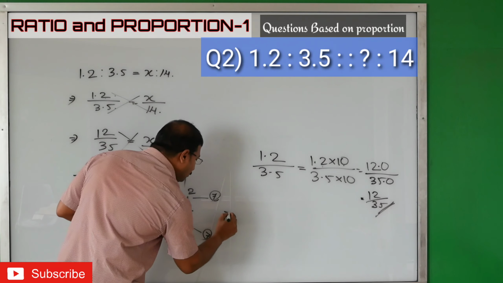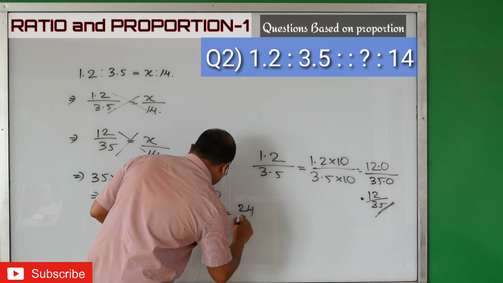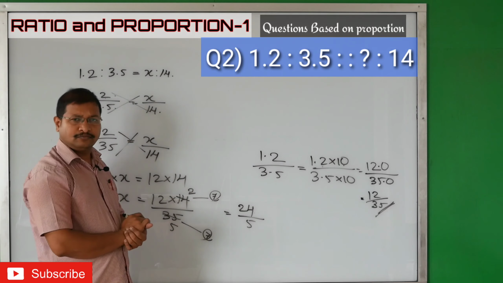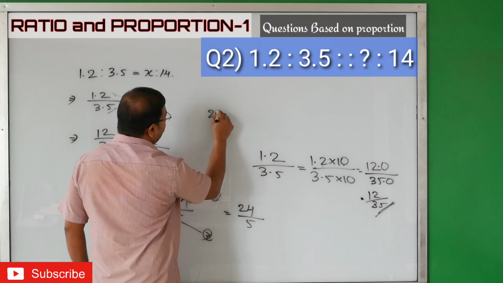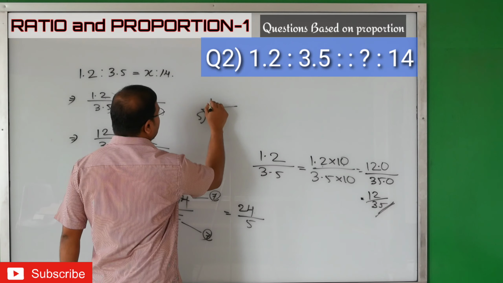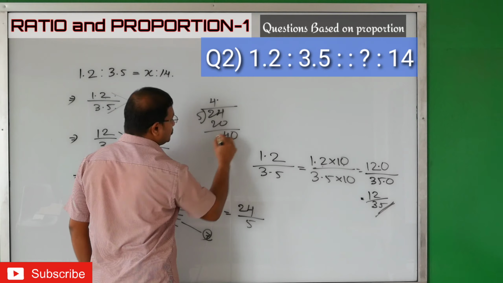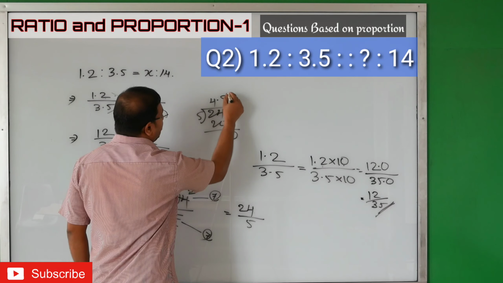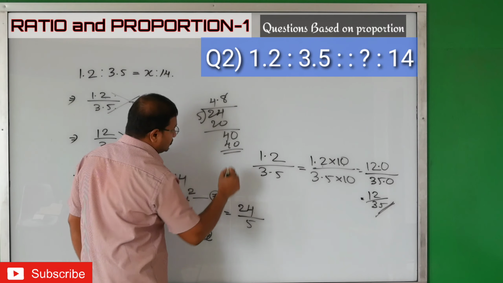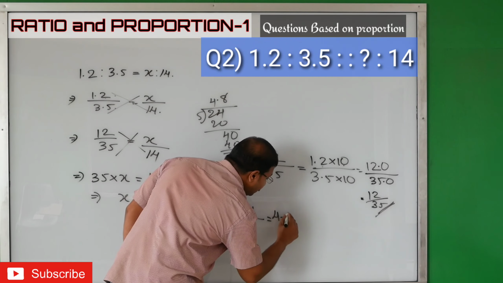So we got it now. 12 into 2, 24. 24 divided by 5. I will divide it. 24 divided by 5. 5 4s are 20. Balance is 4.0. 8 5s are 40. So the answer is, what you will get? 4.8.